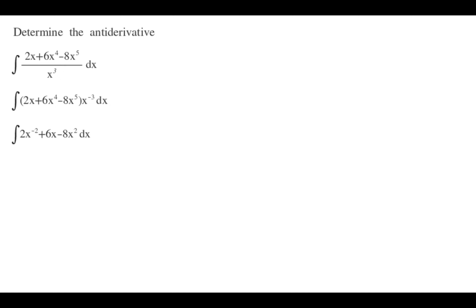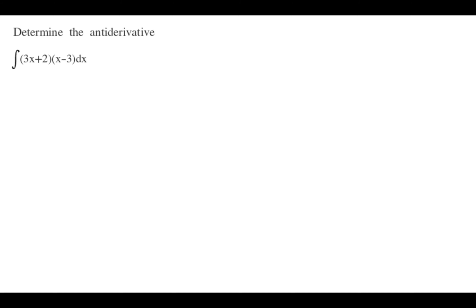So all we have to do is add 1 to the exponent and then divide by the new exponent. So we get negative 2x to the negative 1 plus 3x squared minus 8/3 x cubed plus c. And since this is an indefinite integral, c represents the unknown value.